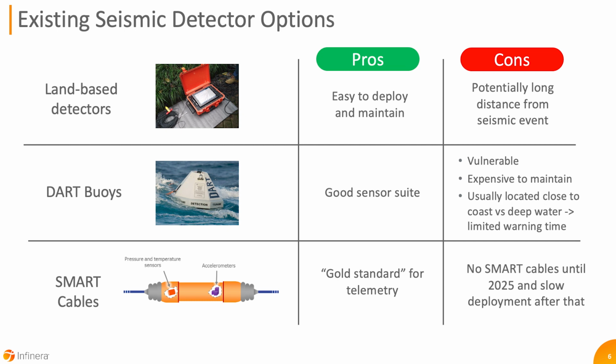Then we have the Dart buoys, which have a very good sensor suite, but they are vulnerable. They have to be in a hostile environment, with potentially storms and whatnot. And they are not necessarily located in deep waters. They are generally fairly close to the shore. So again, a little bit better than land-based detectors, but they can also have a limited warning time.